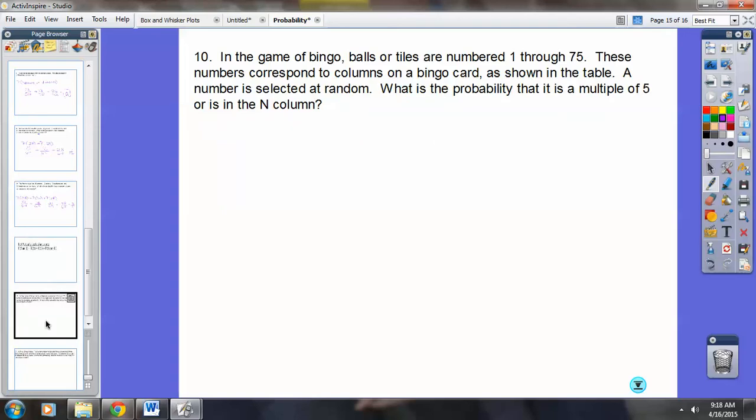Okay. In the game of bingo, balls or tiles are numbered 1 through 75. These numbers correspond to columns on a bingo card, as shown in the table. A number is selected at random. What is the probability that it is a multiple of 5 or is in the N column? There's not a table there, but we can go ahead and make a table.